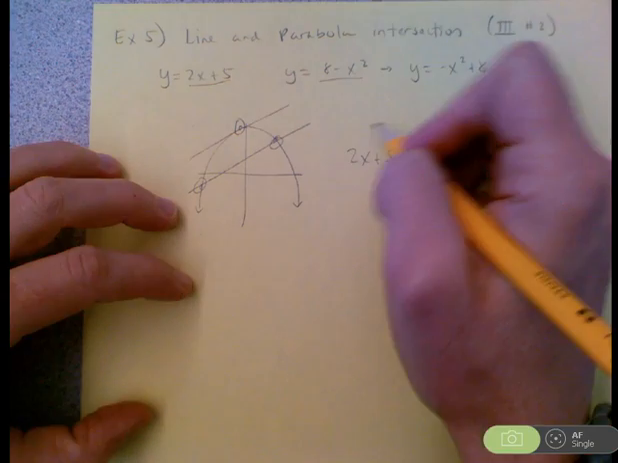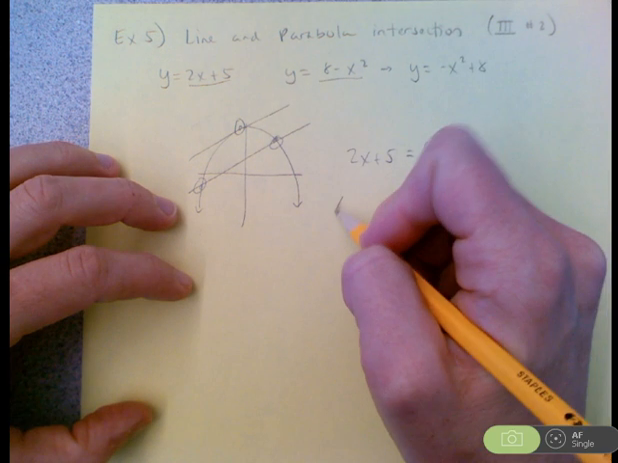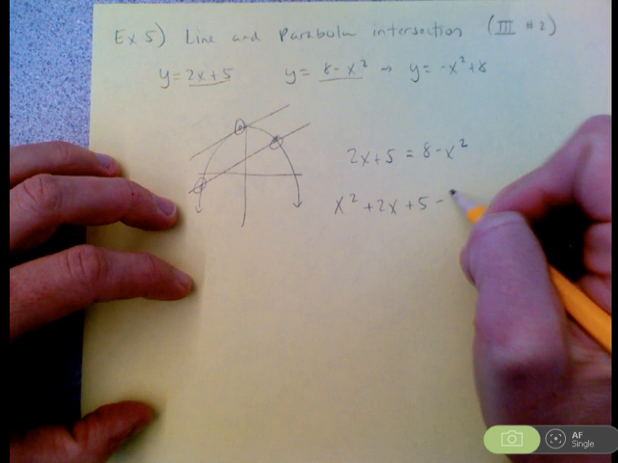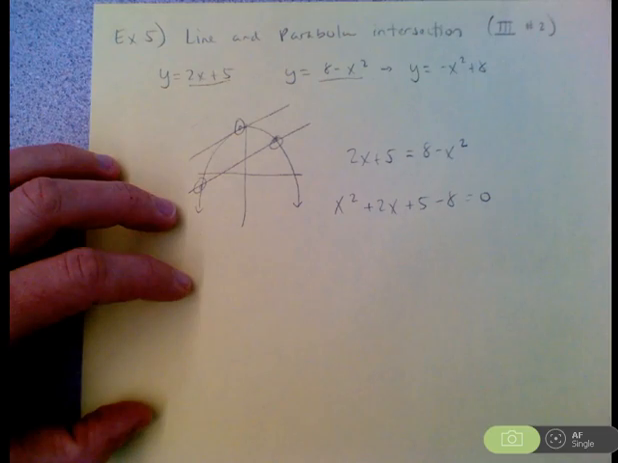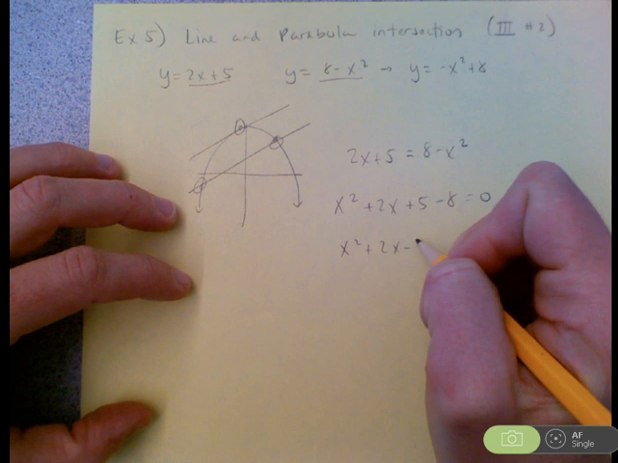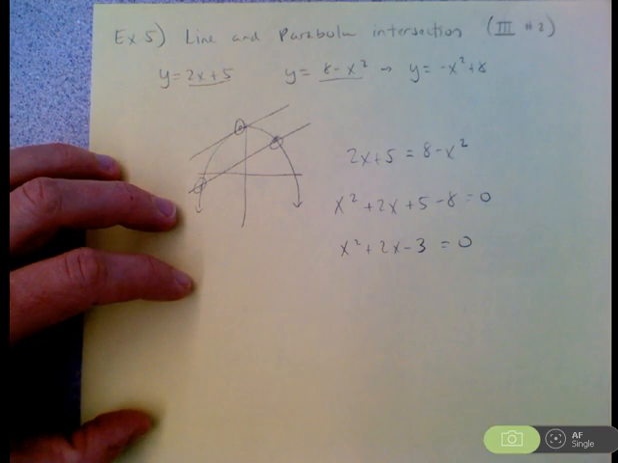I'm going to move everything over to this side so that we have a positive x squared. So we'll have a plus 2x, we have a plus 5, and we're subtracting the 8. That gives us x squared plus 2x minus 3. And let's see if we can factor this.